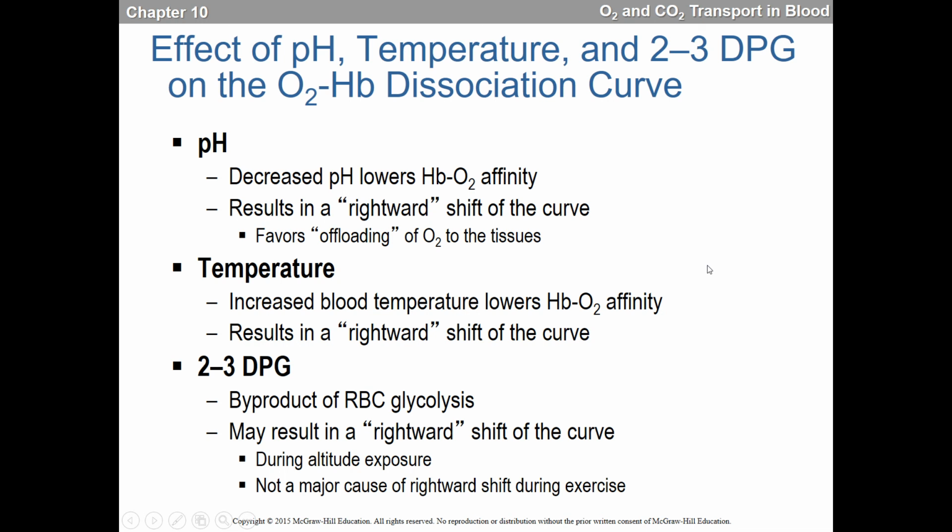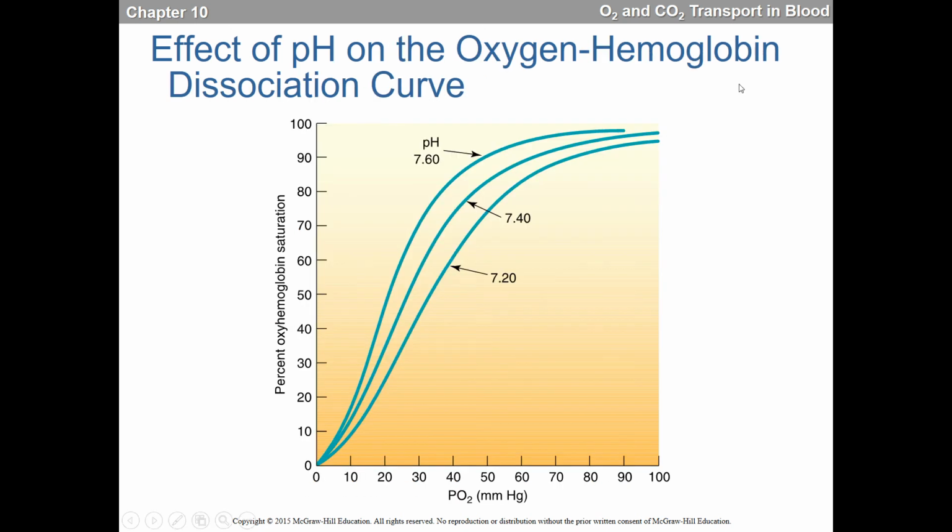So pH, a decreased pH lowers O2 affinity. So it results in a rightward shift, meaning that it will come off at, well, here, let me just show you right here, meaning that it's going to come off at a higher PO2. So this is a bit counterintuitive. This middle one right here is about normal. So if we get more acidic, as we would during exercise, the oxygen is going to come off the hemoglobin sooner.